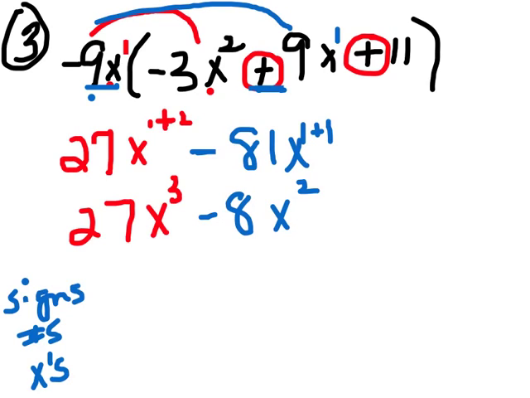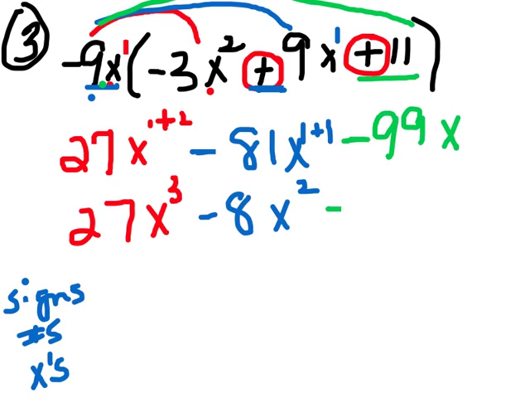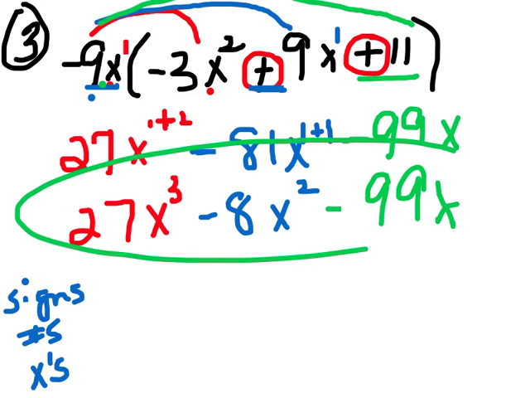Now I got one more term. Negative 9x times a positive 11. Let's do the signs first. A negative times a positive is a negative. 9 times 11 is 99. And then I got an x here, but I don't have any more x's, so it's just x. There's my result right there.